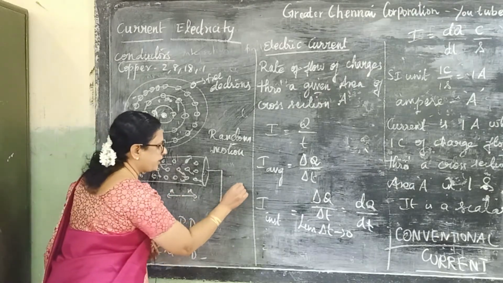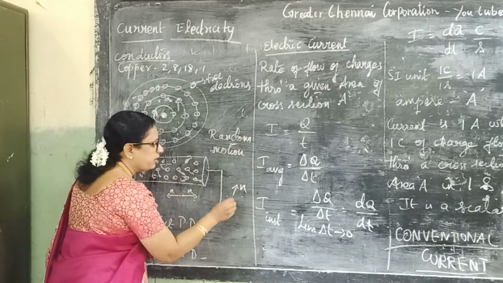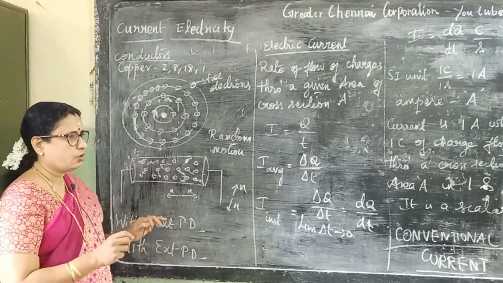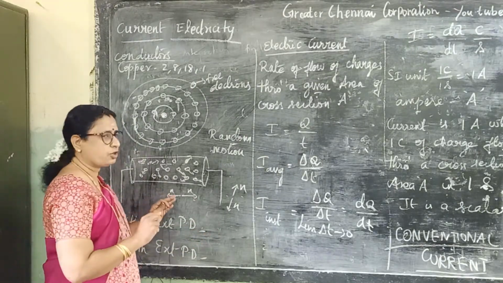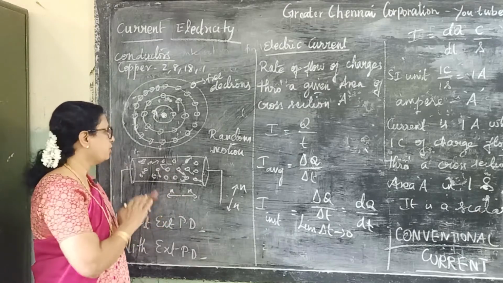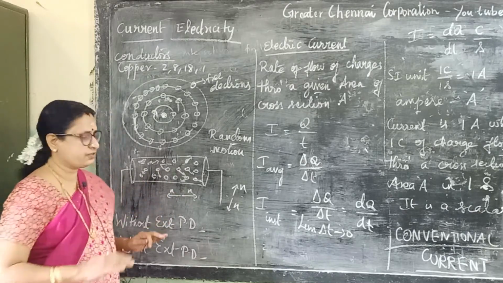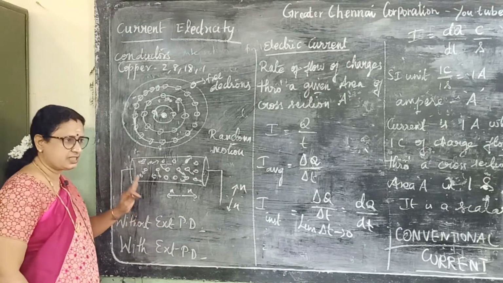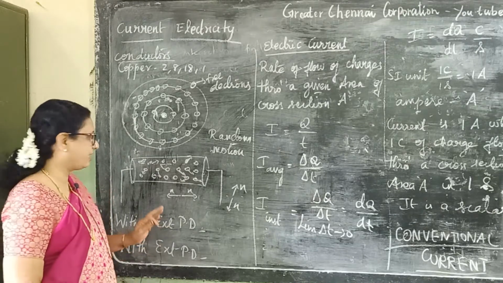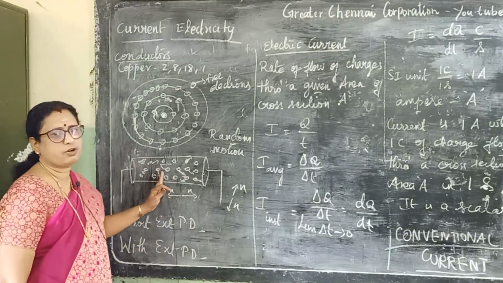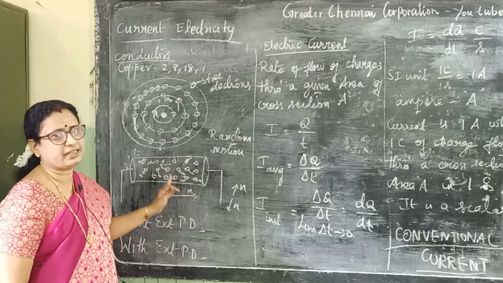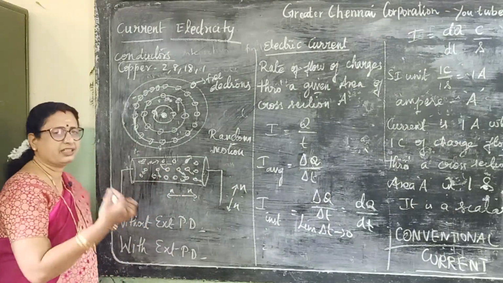Supposing I consider there are n number of electrons moving in this direction, then there will be n number of electrons moving in the opposite direction. So naturally the number of electrons moving in any direction will be equal to the number of electrons moving in the opposite direction, so that there won't be any net transfer of electrons. Since there is no net transfer of electrons, there won't be any electric current. So random motion of free electrons inside the substance will not constitute any electric current. So how to get the electric current?